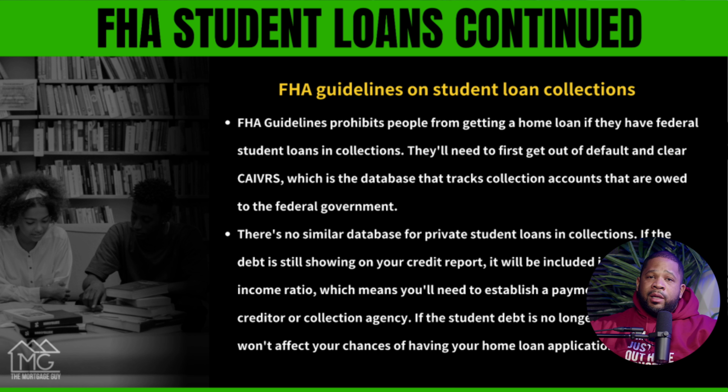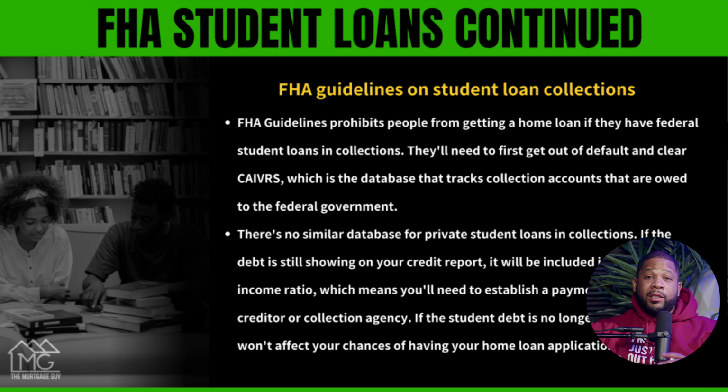All right. There's no similar database for private student loans and collections. If the debt is still showing on your credit report, it will be included in your debt to income ratio, which means you'll need to establish a payment plan with the creditor or collection agency. If the student debt is no longer there, it likely won't affect your chances of having your home loan application approved. Right? So these are a couple quick things that I wanted to go through.